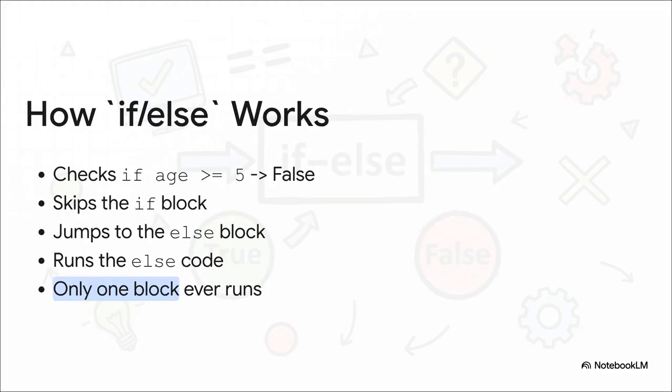So here's the new path. Python checks, is 3 greater than or equal to 5? Nope, that's false. Because it's false, Python completely skips over the code inside the if block. It just ignores it. Instead, it jumps straight down to the else block and runs that code instead, printing you are too young. And here's the key takeaway. It's always one or the other. It will never, ever run both.